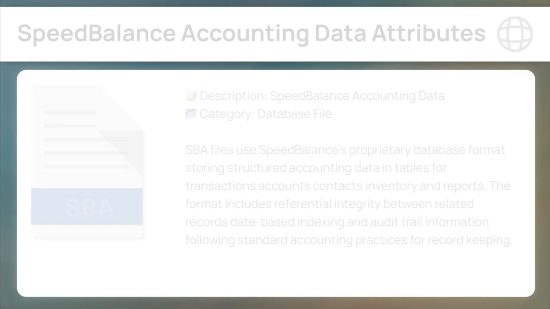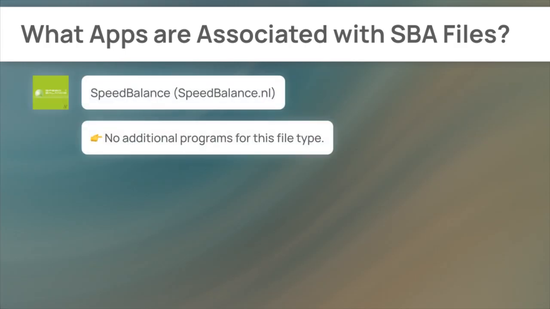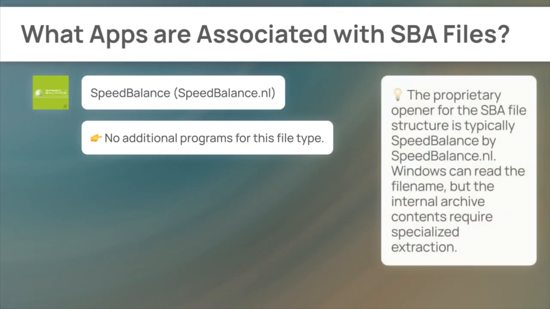Technically, the best program for SBA is usually SpeedBalance from speedbalance.nl. Windows can read the file name, but the internal archive contents require specialized extraction. Windows displays only the file shell, while full content access requires a database application.